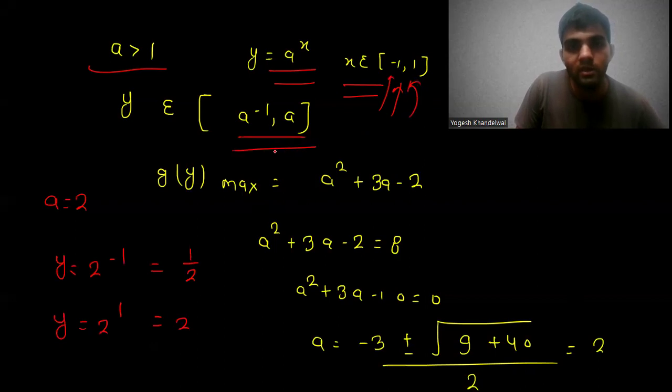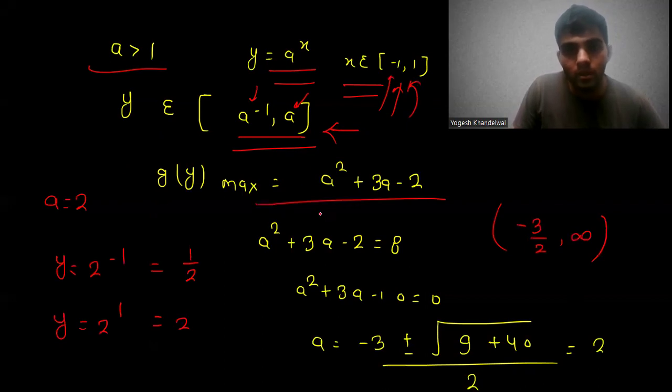From here we clearly see that y belongs to the range a^(-1) to a^1. This is the minimum value and this is the maximum value of y, and it is positive, and we know that in [-3/2, ∞) this function is increasing. These both values are positive, so the maximum value of this function happens when we put y = a. In the question it is given that the maximum value is equal to 8.